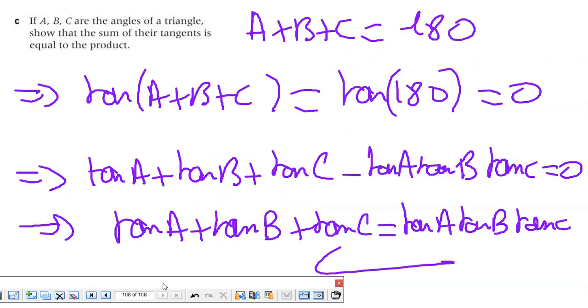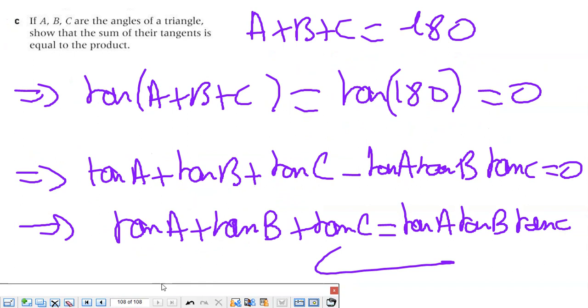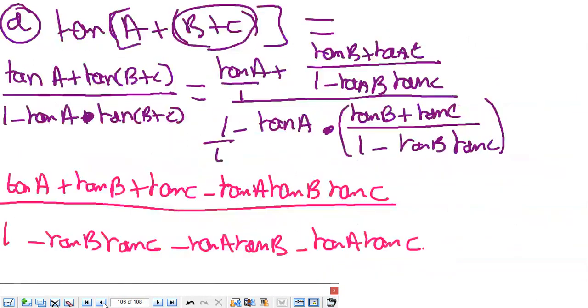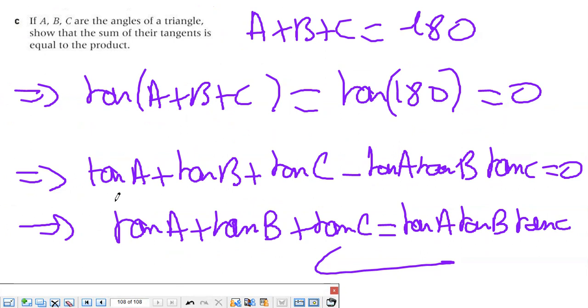The last question, they said if A, B, and C are the angles of a triangle, show that the sum of their tangents is equal to the product. If it's a triangle, it means their sum is 180. It means tangent (A plus B plus C) is tangent 180, it's 0. Then I go to this fraction. A fraction is equal to 0 and my numerator is equal to 0. So I have tangent A plus tangent B plus tangent C minus the product is 0. I take the product to the other side, and I got that the sum of the tangents of the angles is equal to the product of the tangents.